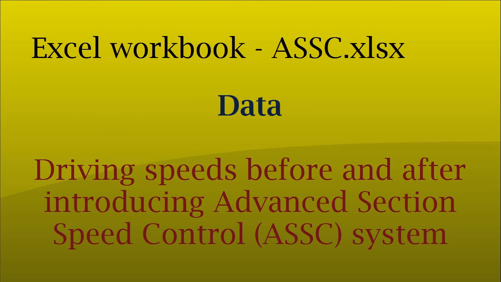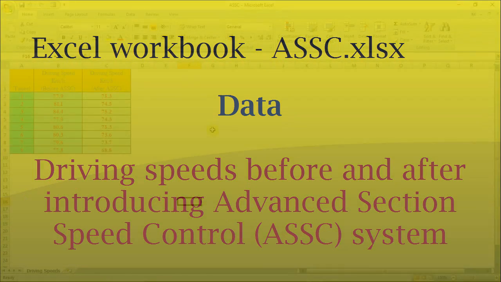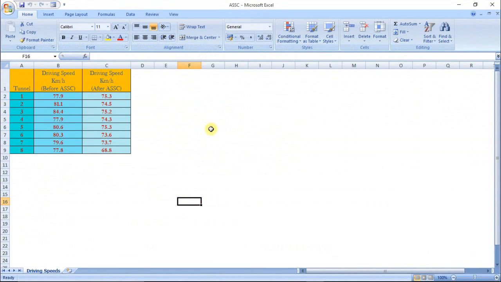During 2009, the Norway government introduced automatic section speed control, that is ASSC system, to curtail excess speed. The data of driving speeds at 8 tunnels are given in the ASSC Excel workbook. You need to find out, in general, is there any reduction in driving speed after introducing the ASSC system.